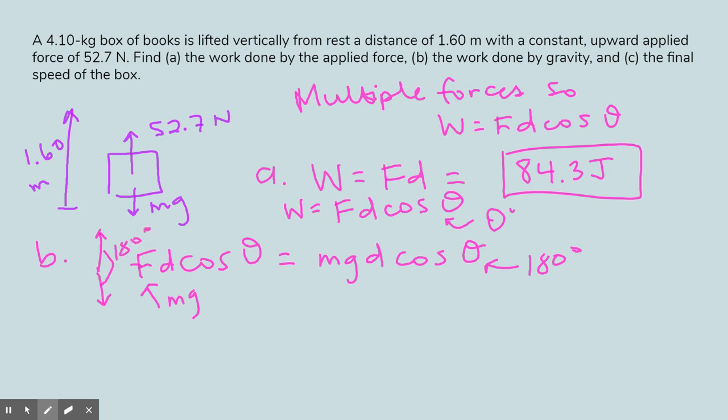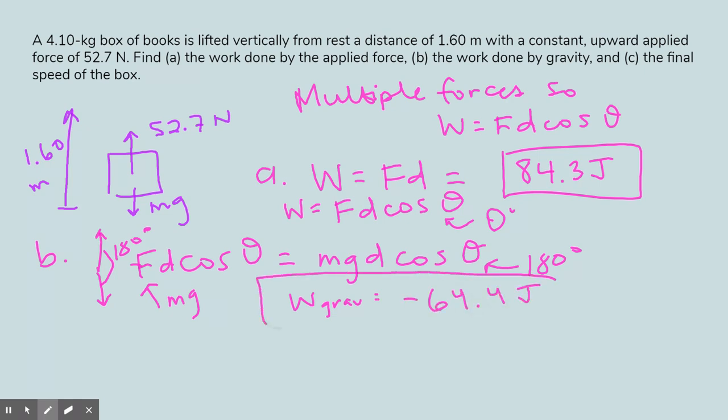The angle between the applied force and gravity. And so when you plug all your information in here, mass, gravity, and distance, and then the 180, you should have found that the work from gravity equals negative 64.4 joules.